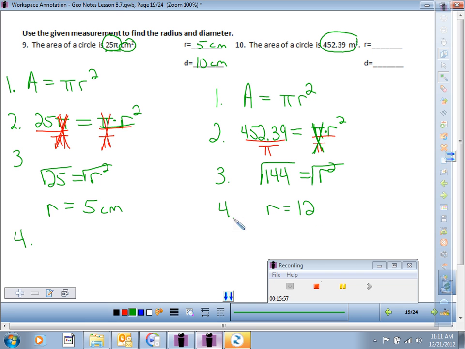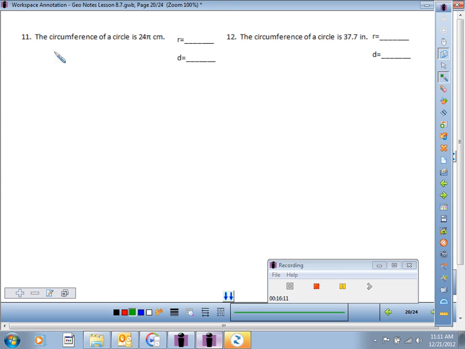Step 4, label it. So up here, my label is meters squared for area. So my label for the radius would be 12 meters. So my radius is 12 meters, and that means my diameter is simply 24. Double that, 24 meters.